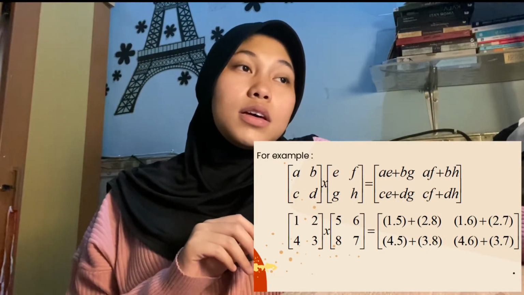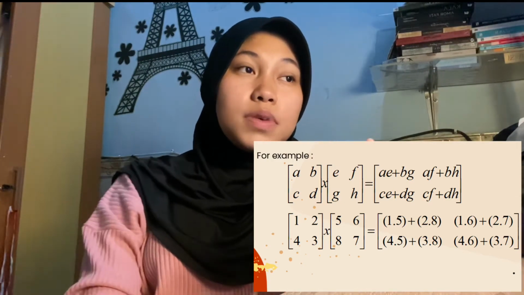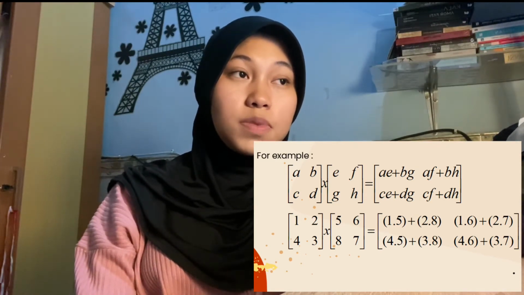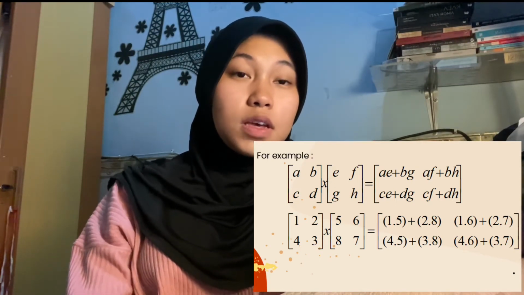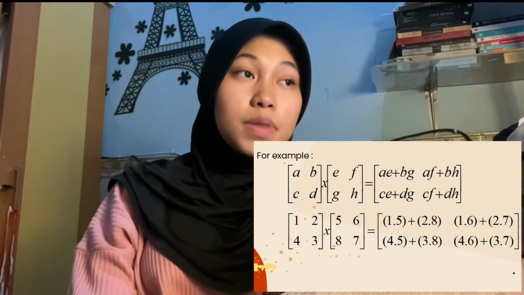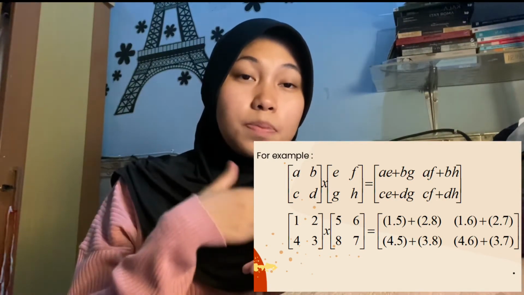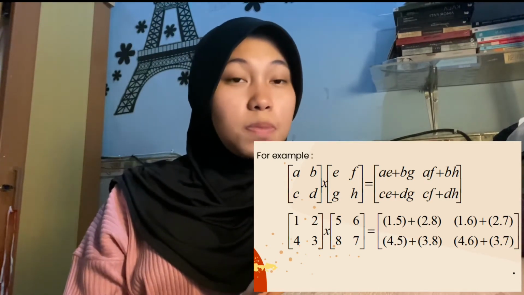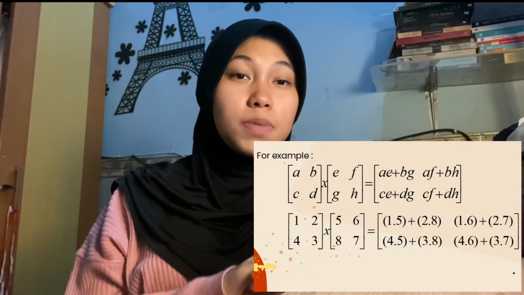So in the multiplication, like this one, A B C D multiplied by E F G H. Matrix 1 is A B C D and the second matrix is E F G H. We're going to multiply them, so it equals A multiplied by E plus B multiplied by G, and then A multiplied by F plus B multiplied by H, and then C multiplied by E plus D multiplied by G, and C multiplied by F plus D multiplied by H.